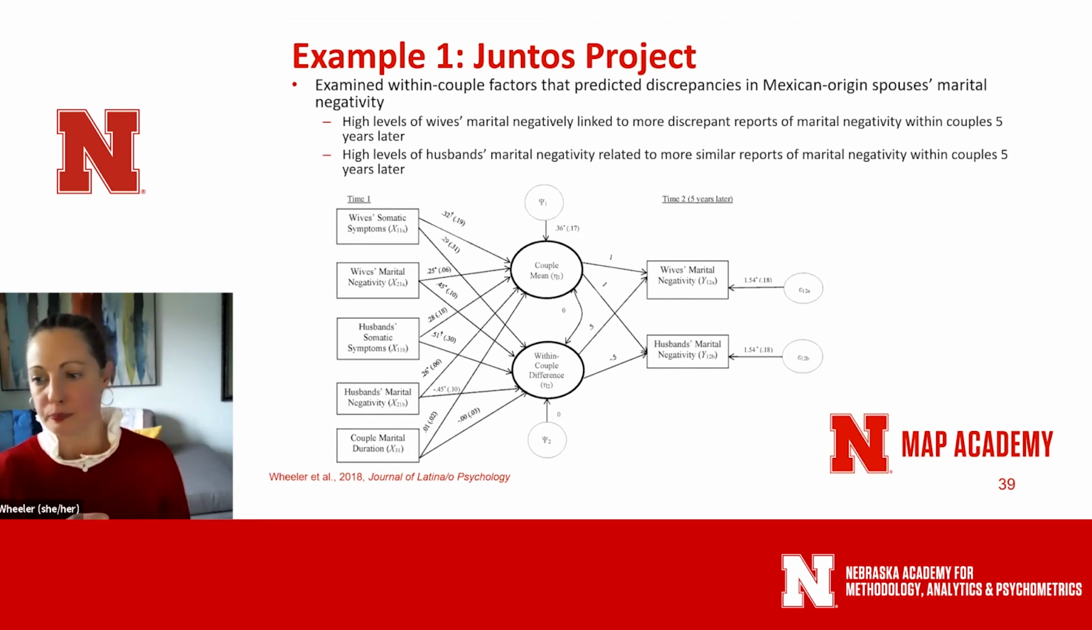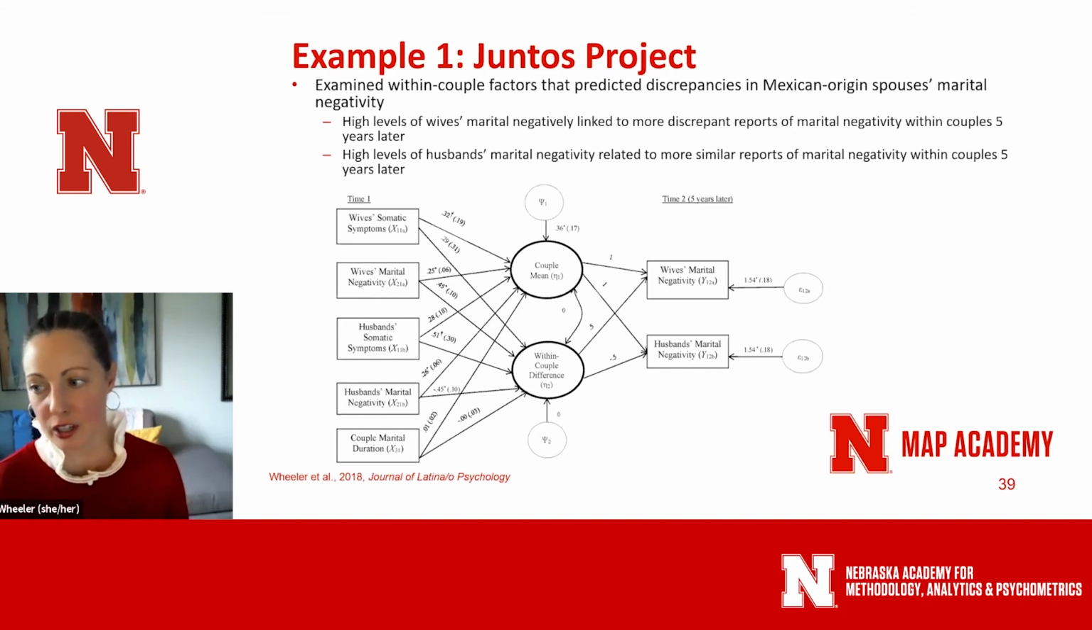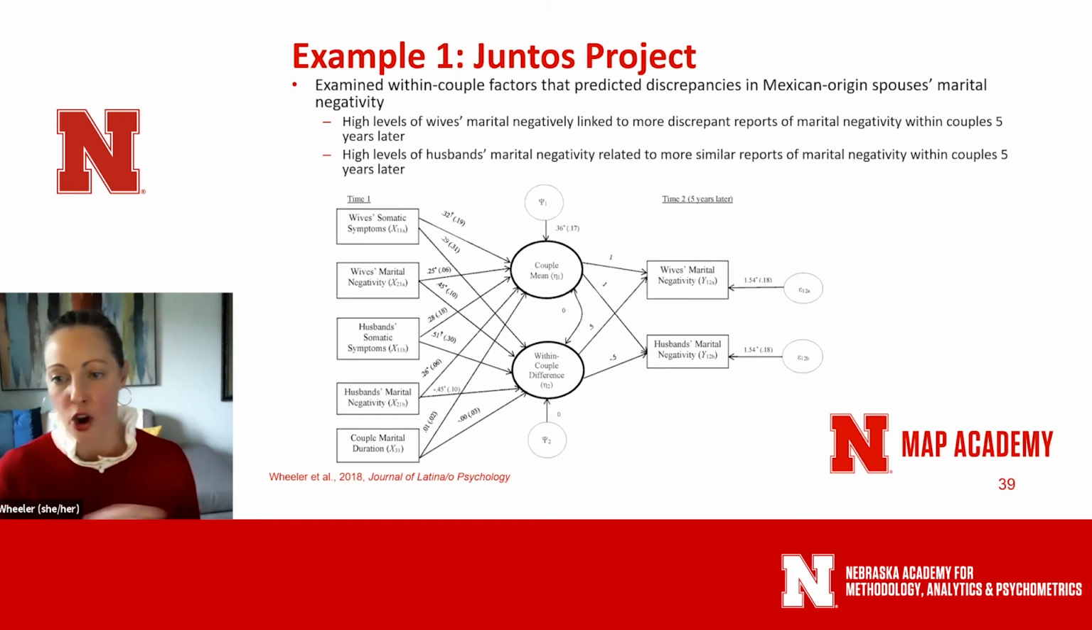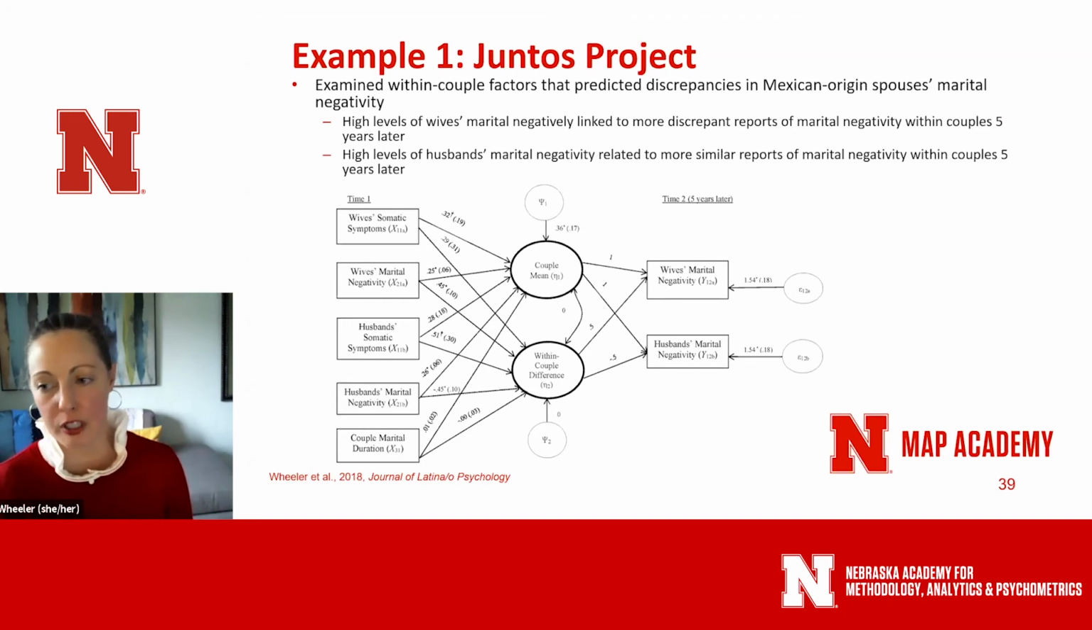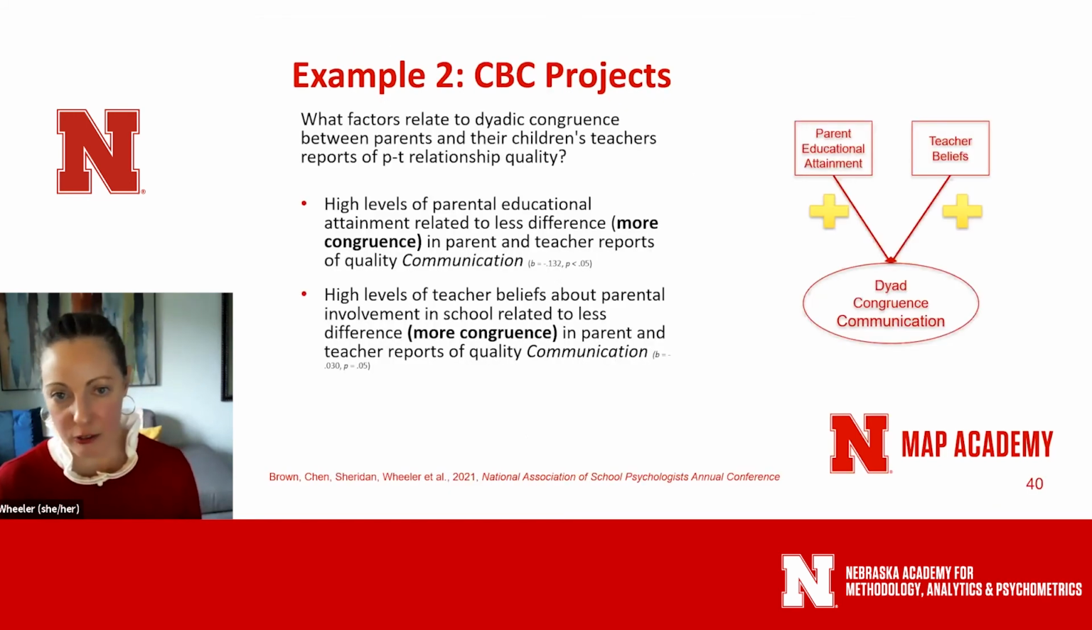So, right, those wives who had high levels of marital negativity, 5 years later, the wives and the husbands were more discrepant in their reports of marital negativity. So that tells us something interesting versus for husbands that had high levels, who started with high levels of marital negativity, over time, right, those spouses and those couples became more similar in their reports of marital negativity over time. Okay, so I know you probably have questions, so I look forward to hearing.